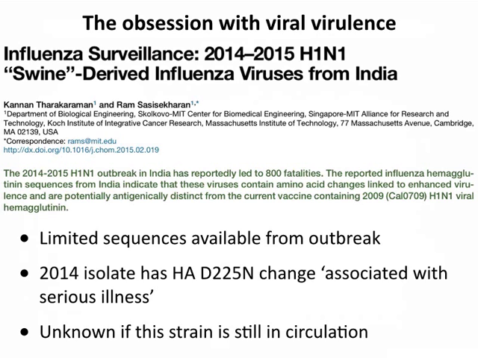So in this paper, it's called Influenza Surveillance, 2014-15 H1N1 swine-derived influenza virus from India. The outbreak has reportedly led to 800 fatalities. The reported flu hemagglutinin sequences from India indicate that these contain amino acid changes linked to enhanced virulence. Okay? Problem is, we don't have any sequence from this outbreak. And they say this in the paper. Limited sequences are available. So what they do is they go to a 2014 isolate that was isolated before this outbreak, and they look at its sequence, and they find this change in the hemagglutinin from aspartate to asparagine at position 225. And they say this has been associated with serious illness.